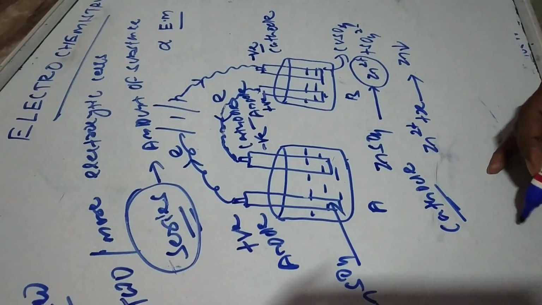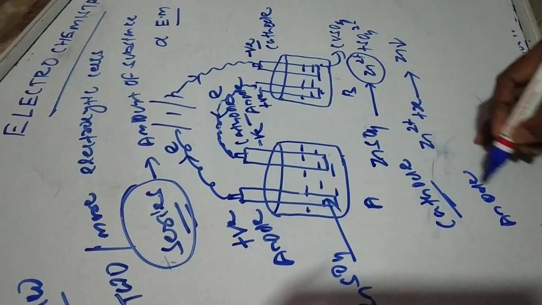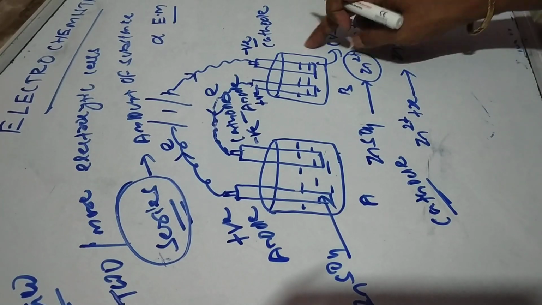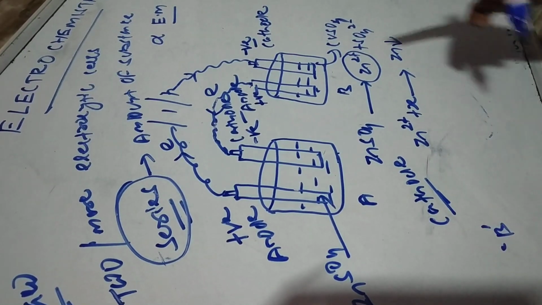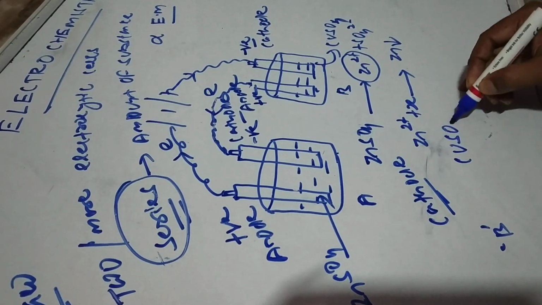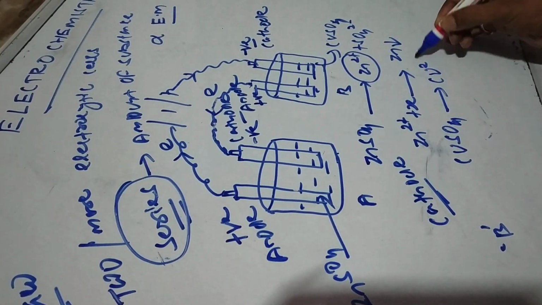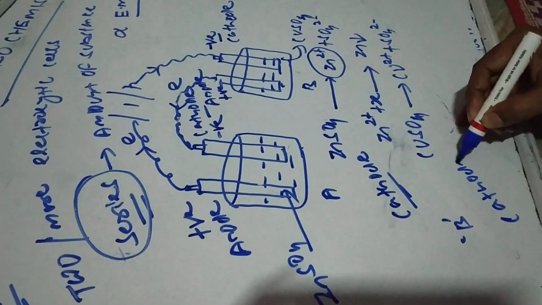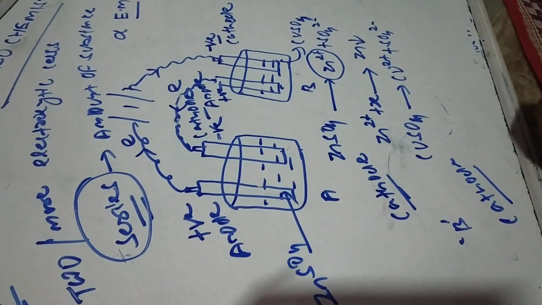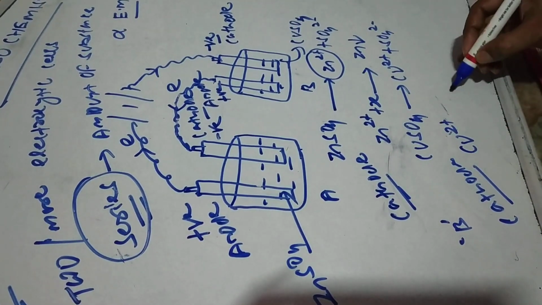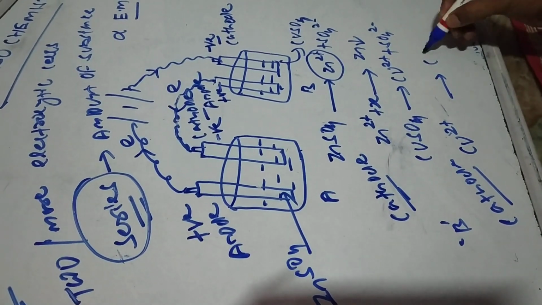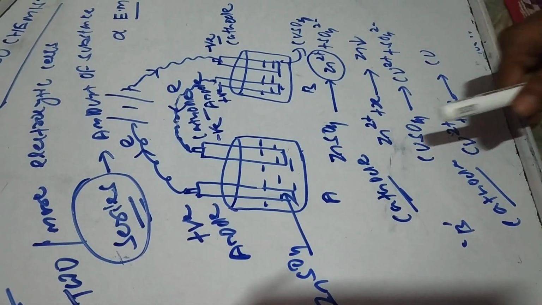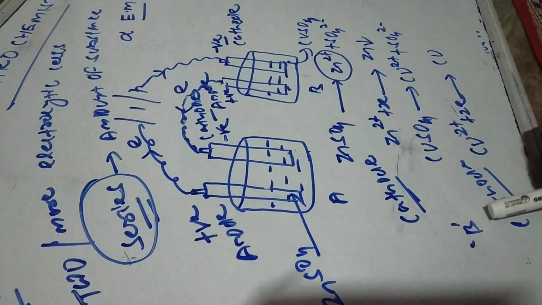Similarly, at the anode, we will not go for the anode. We will discuss cell B first. Similarly, in cell B, what will happen? The copper sulfate starts to dissociate, giving Cu2+ and SO4 2-. So at the cathode of the copper sulfate electrolytic cell, the Cu2+ starts to undergo reduction and will be deposited in the form of copper.